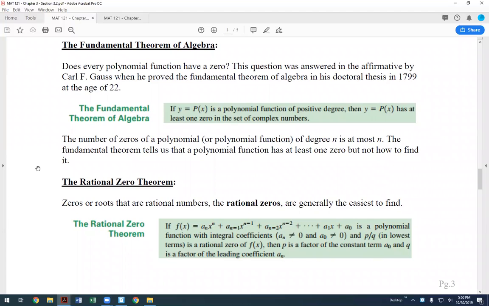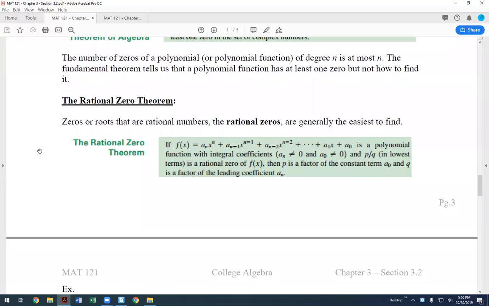Now again, we know that the number of zeros for a polynomial function is based on the degree of the polynomial function itself. So if it's a degree n function, then at most I can have n zeros for my polynomial. If it's a third degree polynomial, at most I can have 3 zeros. Second degree polynomial, I can have 2 zeros at the most. So that's what this theorem talks about.